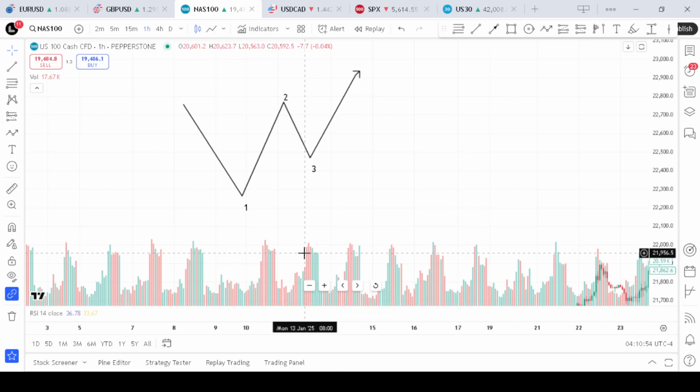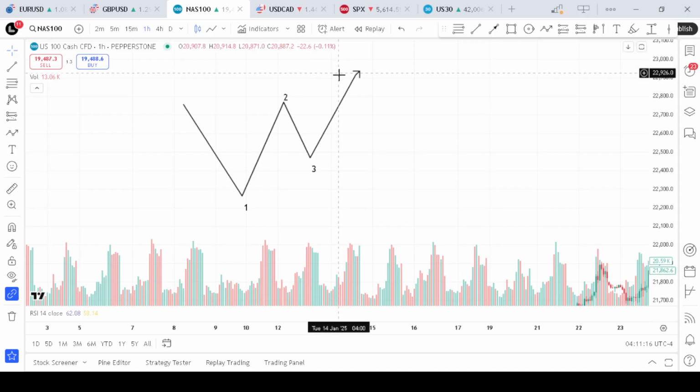This pattern was developed by Joe Ross and has proven its reliability in both trending and ranging markets. You will learn how to spot this setup, understand the psychology behind it, and most importantly, how to execute trades with precise entry and exit points. Now, we start by understanding the Ross Hook pattern.